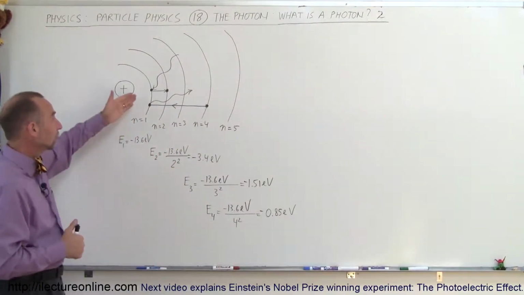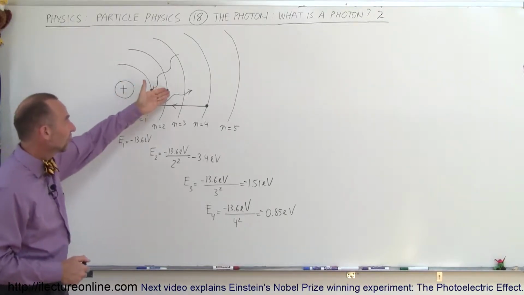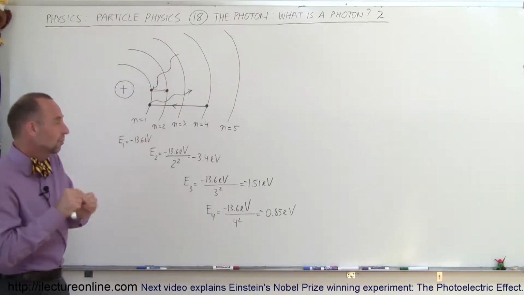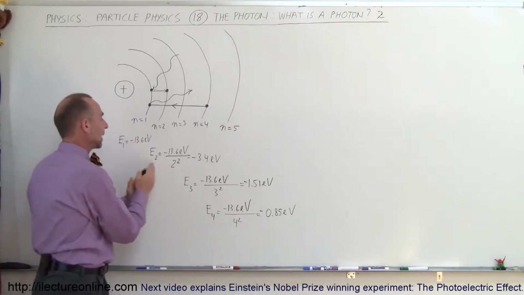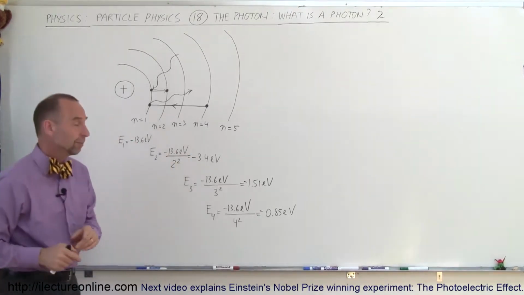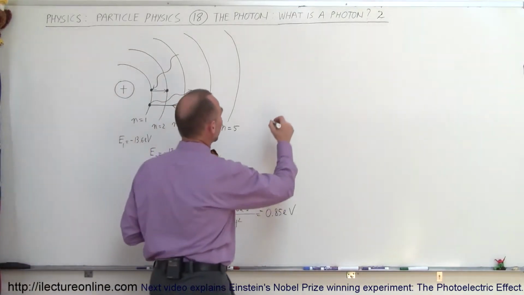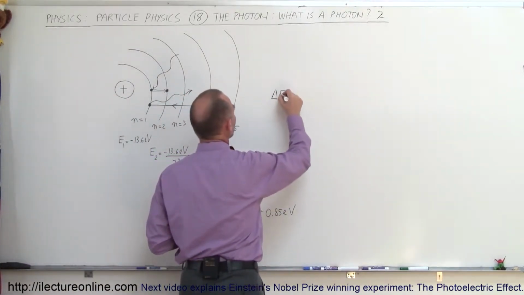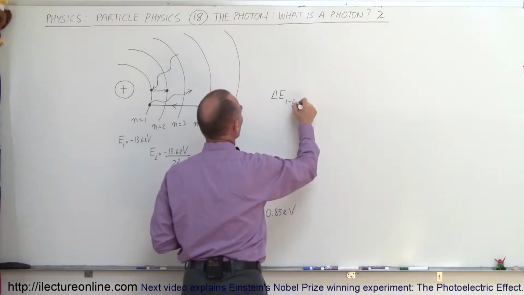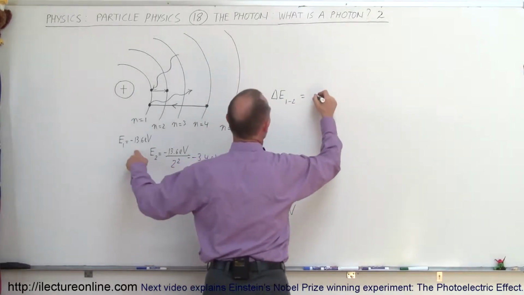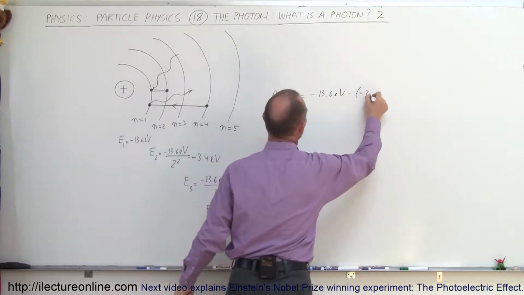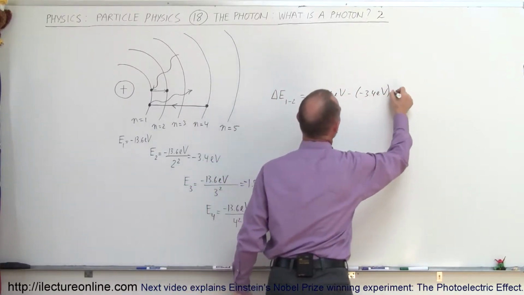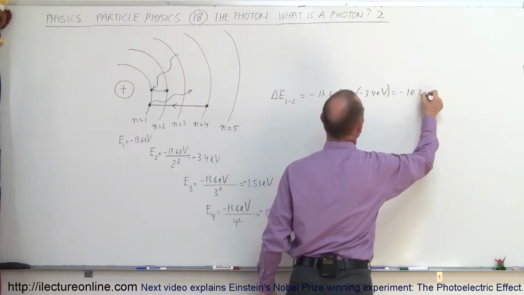So in order to get an electron, let's say from the first level to the second level, you have to infuse a certain amount of energy. How much energy? The difference between the energy of the first level and the energy of the second level. So what would be the difference between 1 and 2? The delta energy going from 1 to 2 is equal to minus 13.6 electron volts minus a minus 3.4 electron volts, which is equal to minus 10.2 electron volts.